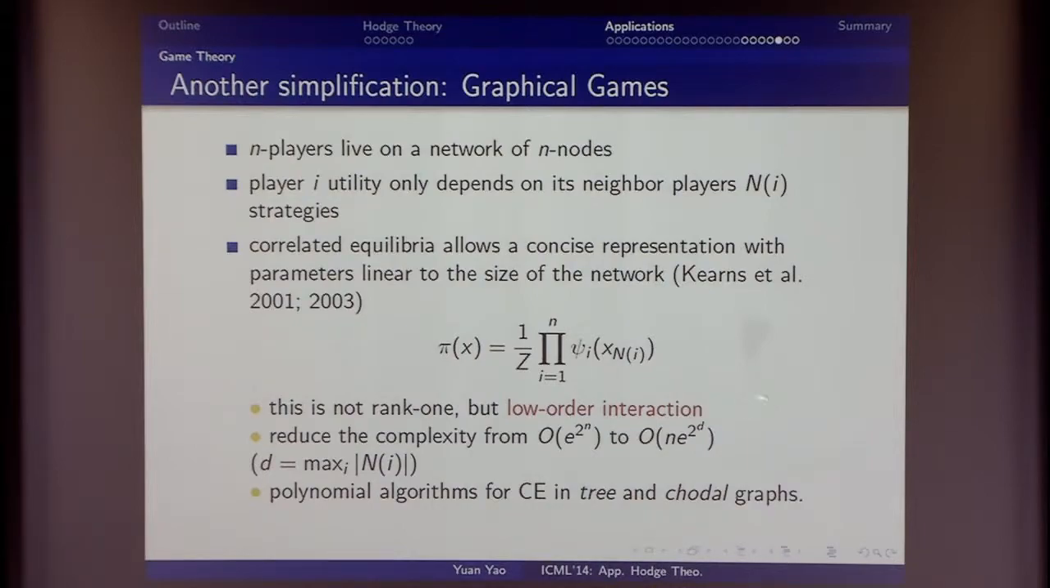It's not rank 1 factorization, but low order interaction depending on the neighborhood size. So you can restrict each factor to a maximal clique of the graph. This can reduce the double exponential complexity of representing the joint distribution to something exponential in the maximal neighborhood size. And we hope to have a polynomial algorithm to find correlated equilibrium in some simple graphs like trees and chordal graphs.